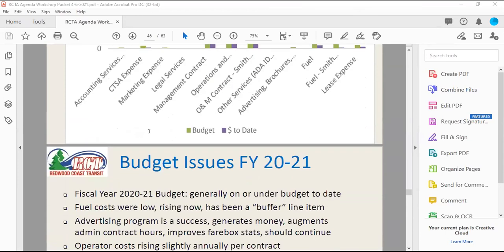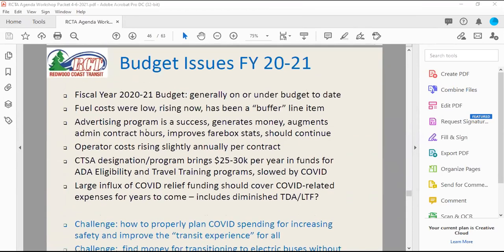Okay, well, let's go to the issues that we should probably touch on. Generally, we're under the budget to date. Fuel costs were fairly well under. You might consider lowering the budgeted amount, but that's been a buffer for quite some time. We needed it at one point when the fuel costs got absolutely ridiculous. So in future budgets, we're probably still going to be suggesting that that's a pretty good buffer to keep.